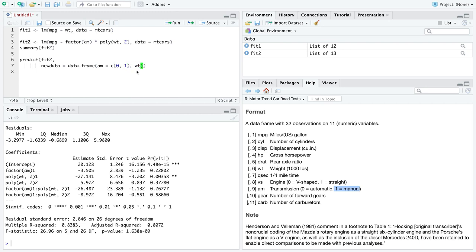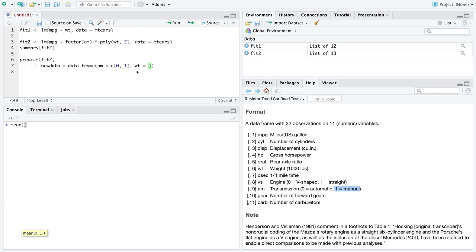And I want those at the mean value of weight. The mean value of weight is 3, because if you recall, weight is in thousands of pounds. So that's really like 3,000 pounds, but weight shows up in thousands of pounds. So all we need to do is enter 3. Now look at this data frame that we are creating here.